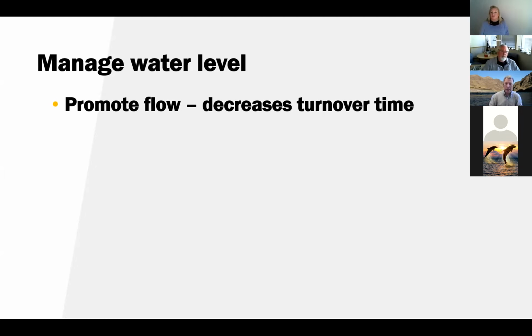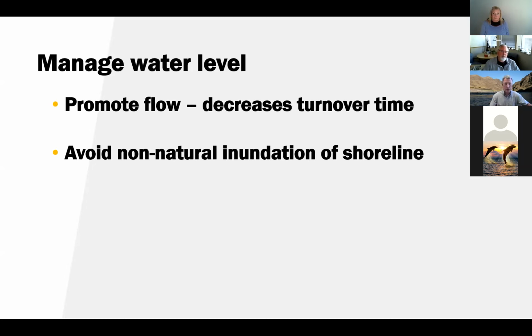So in the upper lake, it takes about 1/3 of a year for all of the water to be replenished. And then down in the bottom lake, it's about 0.59 years, so just about shy of 2/3 of a year to replace all of the lake water in the lower lake. And then if you promote the flow, it also avoids this non-natural inundation of shorelines.